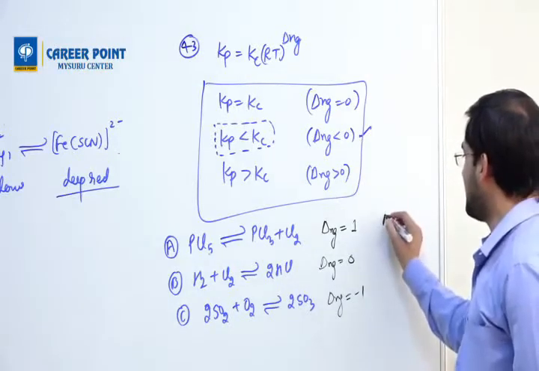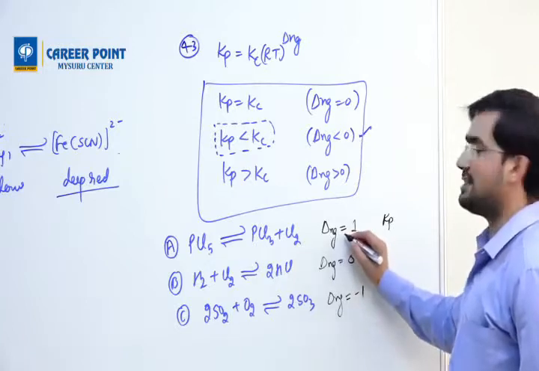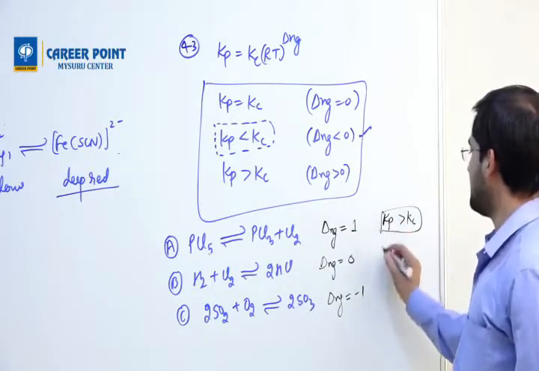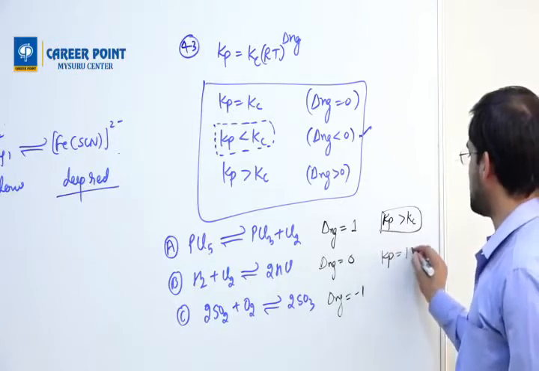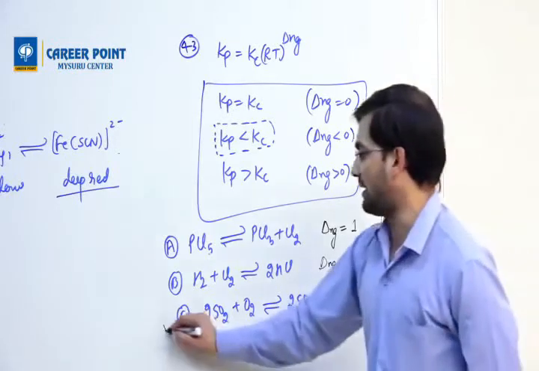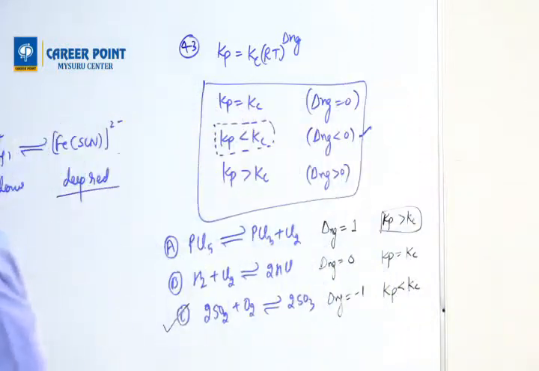So here delta Ng is greater than 0, it means Kp is greater than Kc. Here Kp is equal to Kc. Here Kp is less than Kc, so our correct option is option C. Okay? So after question number 43, any other doubt?